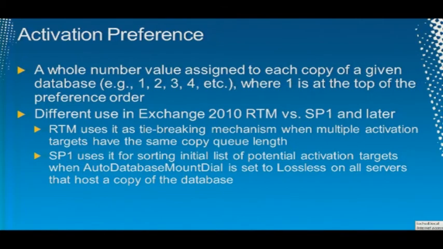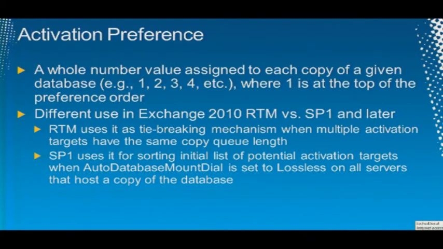Now, in SP1, it has a slightly different meaning. In SP1, we took it a step further and said that if you set the auto database mount dial to lossless on all of the servers that have a copy of the database, then instead of initially sorting by copy queue length, we will actually sort potential passive copies by activation preference. So it will have the meaning that most administrators think it has based on the name we gave it, but that will only come into play with SP1 when all servers hosting a copy of it are set to lossless.